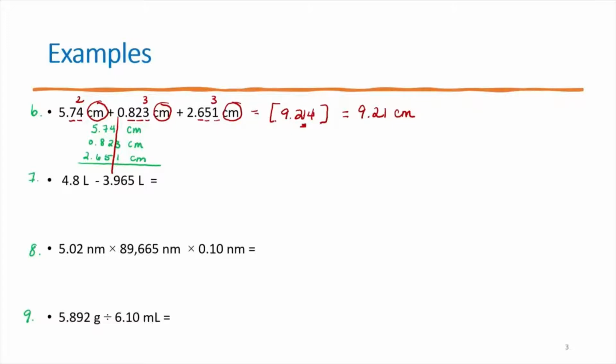Number 7, 4.8 liters plus 3.965 liters. When I add this up, I'm going to get 8.765 liters. I have 1 decimal place. I have 3 decimal places. I'm going to keep my answer to 1 decimal place. I'm going to round this to 8.8 liters.